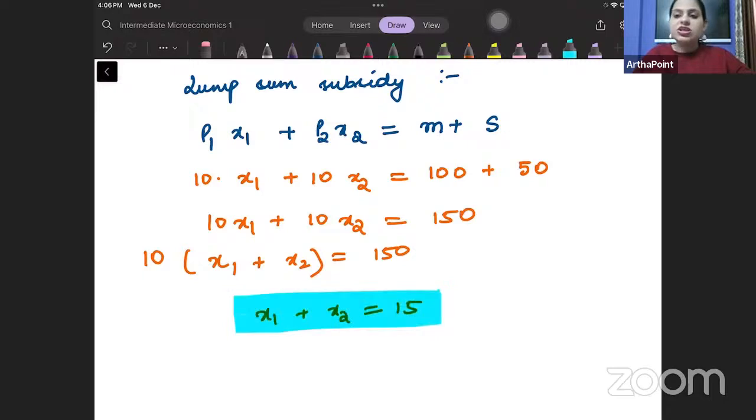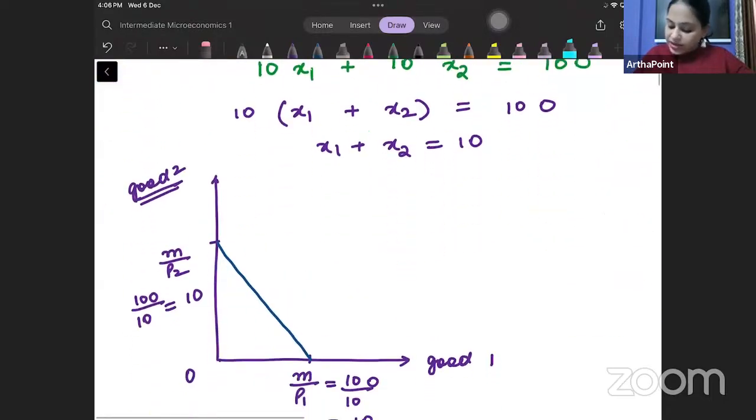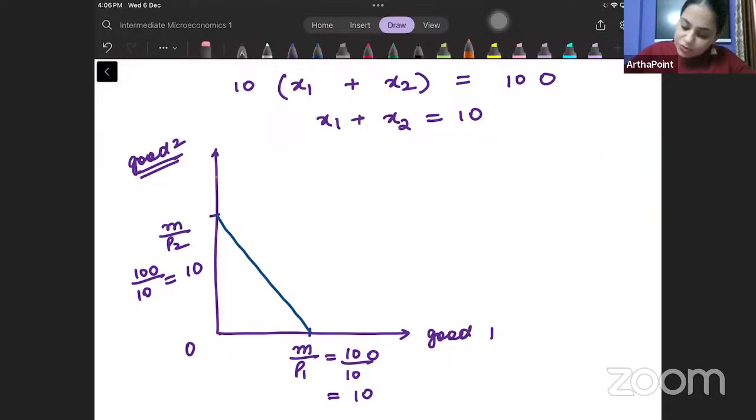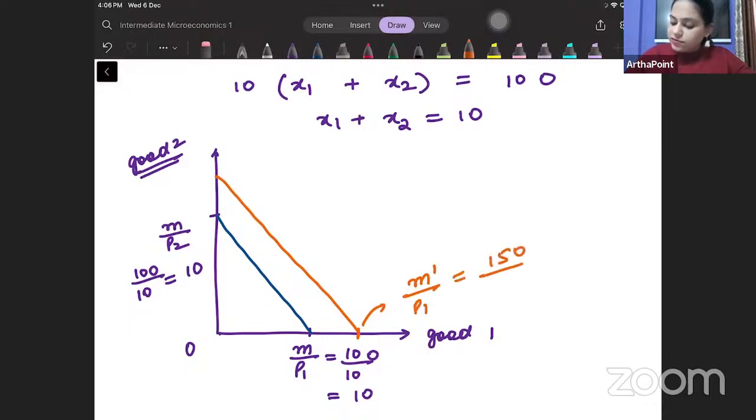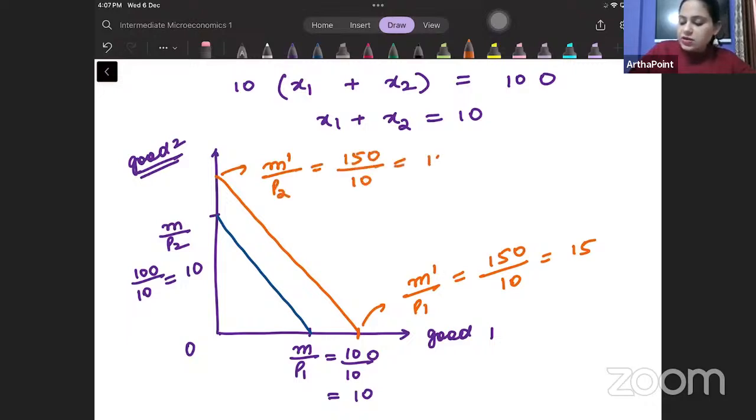X1 plus X2 क्या आ जाएगा बच्चे? 15. So if you will get X1 plus X2 as 15, तो बेटा जी यहाँ पर we can have new income by price. New income is 150 after 50 rupees subsidy. Price of good 1 is 10, so 15. New income by price of good 2. New income is 150 by 10, 15. This will be new budget line. My budget line will shift outwards. Am I clear on this? Everyone is clear with this, bache?